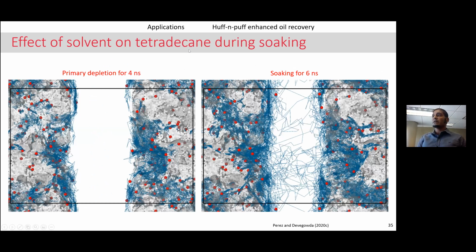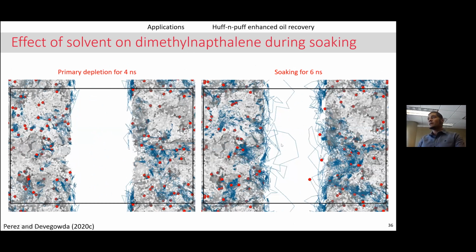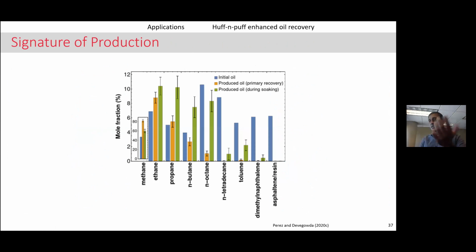Here is tetradecane, for instance. With primary depletion, no tetradecane is being produced. But if you introduce a solvent, you can see quite a few of the tetradecane molecules being produced. Dimethyl naphthalene, again, hardly any under primary depletion, and just a few more under exposure to a solvent. So in other words, we can begin to quantify what we're going to produce under the influence of a solvent.